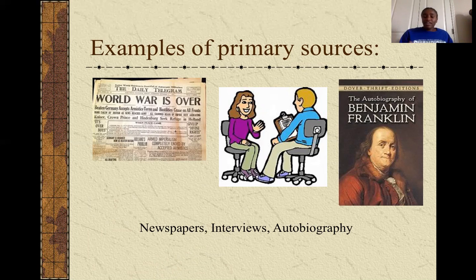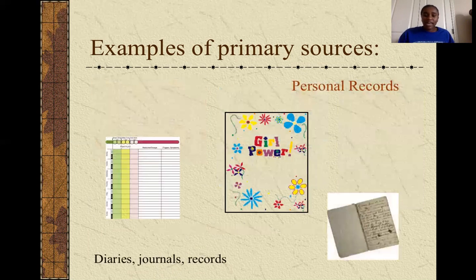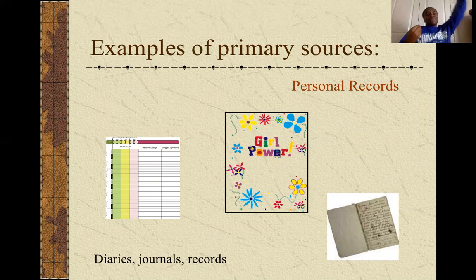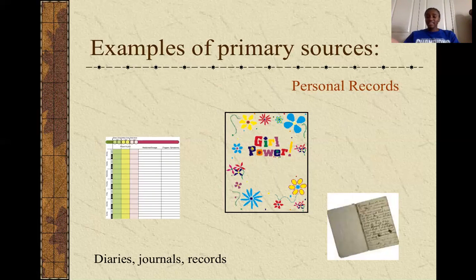But here are another few examples. We have diaries. Diaries have dates, and they're actually written by the person that it happened to. Like you might have heard of the Diary of Anne Frank. She was a Jew during the Holocaust time. She wrote a diary about her life living in the attic. She wrote day to day. That would be a primary source because she wrote it herself.